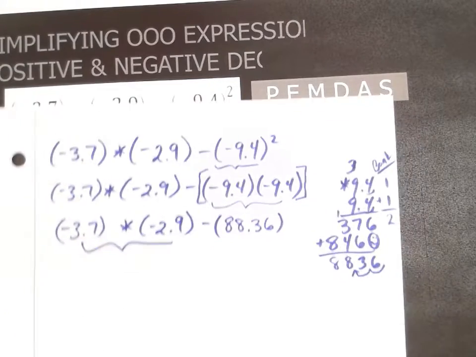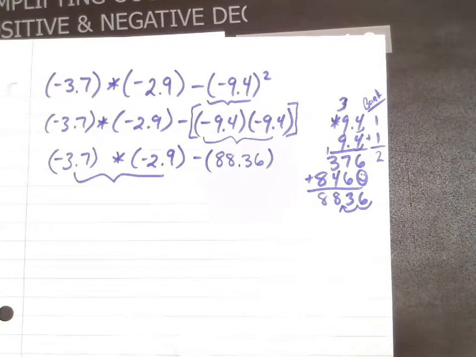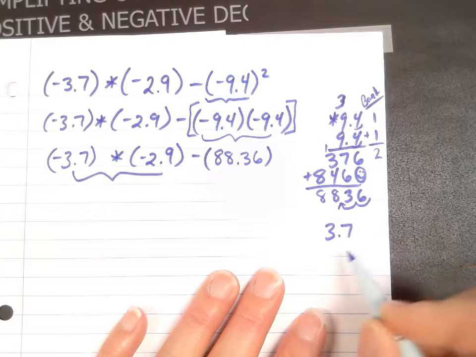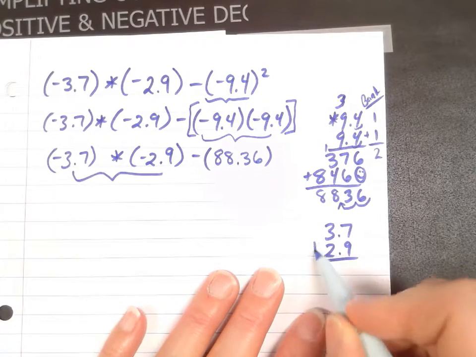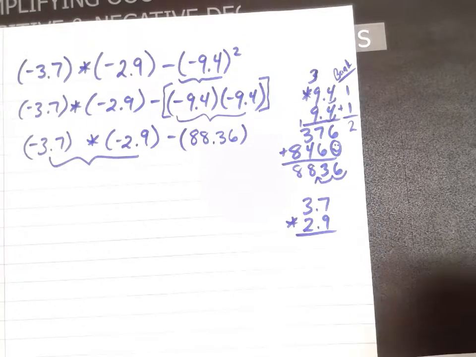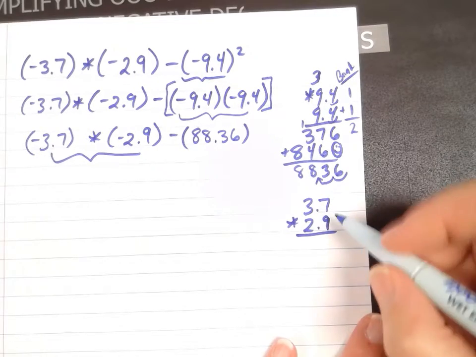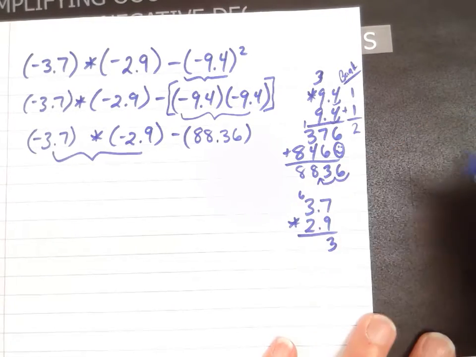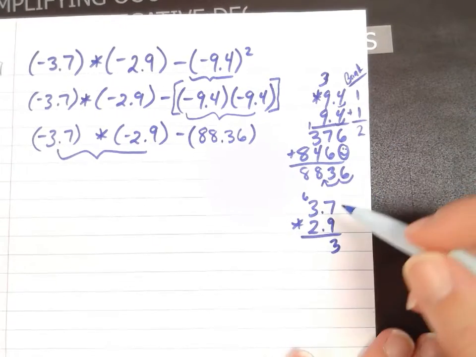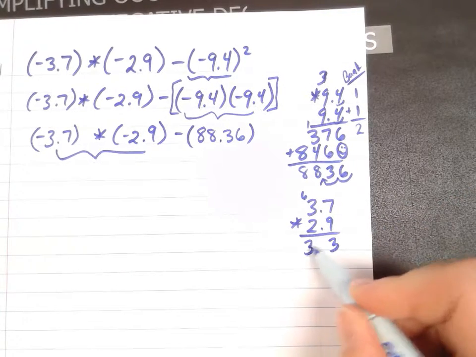So again, off to the side, trying not to ruin my pizza, I'm going to take this 3 and 7/10 times 2 and 9/10. Remember, with this decimal multiplication, I ignore that decimal till I'm done. 9 times 7 is 63. We'll regroup the 6. 9 times 3 is 27, plus 6 more is 33.